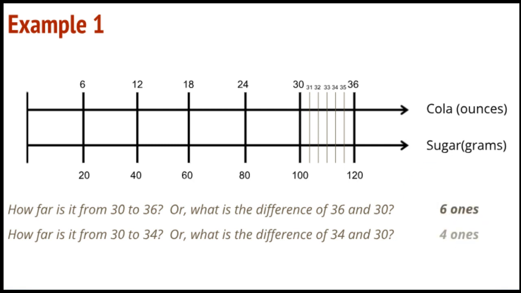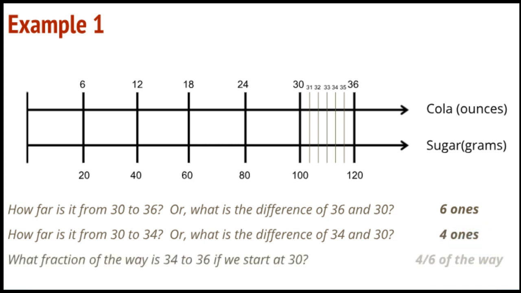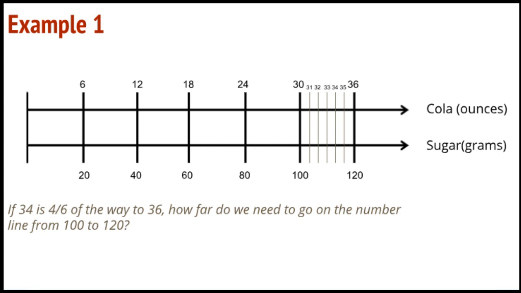So it's 6 ones, it's 4 ones. All right, here we go. So it's 4/6. All right. So if 34 is 4/6 of the way, how far do we need to go on the number line from 100 to 200?